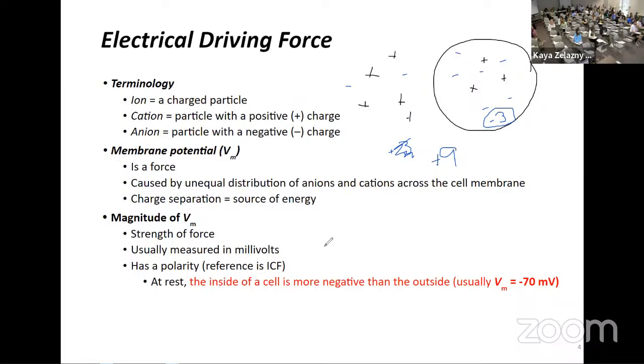When we measure these things, we're going to measure it in millivolts. So when you see V, that's millivolts. When you see Vm, that's the membrane potential. So that's telling you about the charge inside the cell. And we do think about it as having a polarity. So basically, all that means is it's going to be either positive or negative, and our reference point is going to be the inside of the cell.